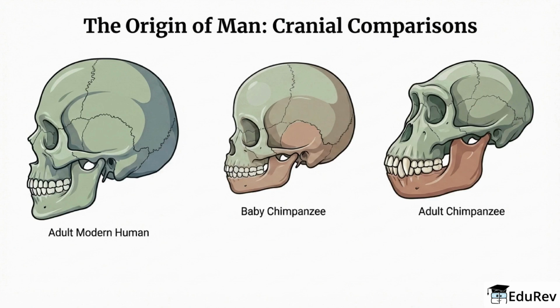Tertiary. Comparing cranial anatomy across species and developmental stages: baby and adult chimpanzees versus adult modern humans highlights differences in skull shape, brain case size, and facial projection that are useful for tracing human evolutionary changes.